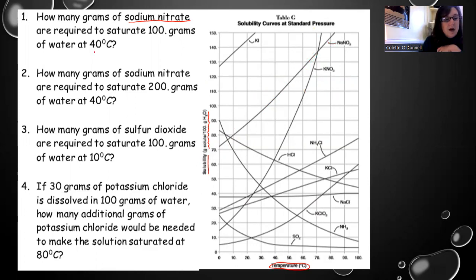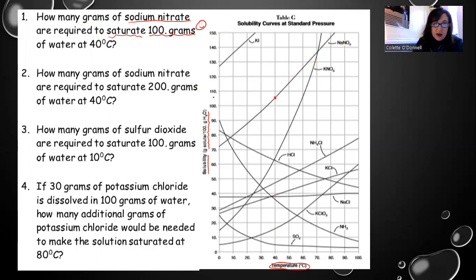Okay. So number 1 says, how many grams of sodium nitrate are required to saturate 100 grams of water? That makes me happy because now I can just read the graph as it is at 40 degrees Celsius. So first thing I do is I come down to 40 degrees Celsius and I start traveling up the graph until I hit the line for sodium nitrate. And again, focus in, make sure you're on the correct line. So if we're asked for how many grams are required to saturate, then we want to actually read where this line is on the graph at 40 degrees.